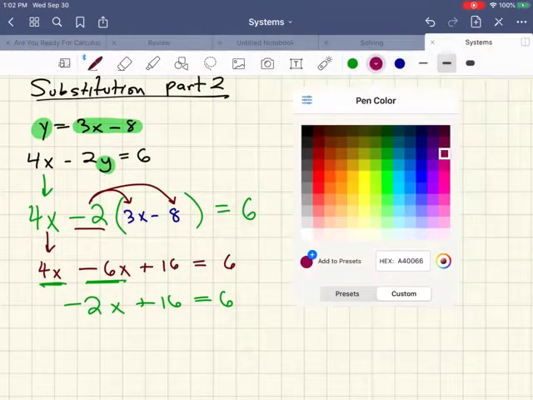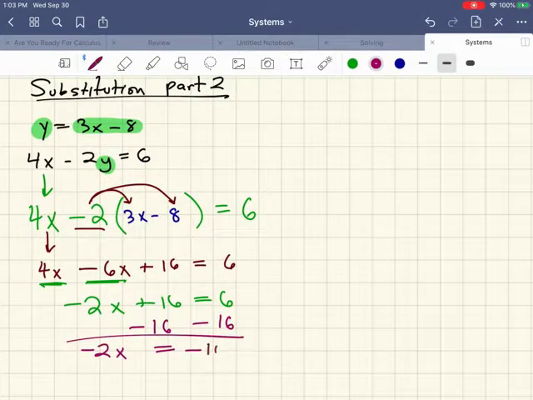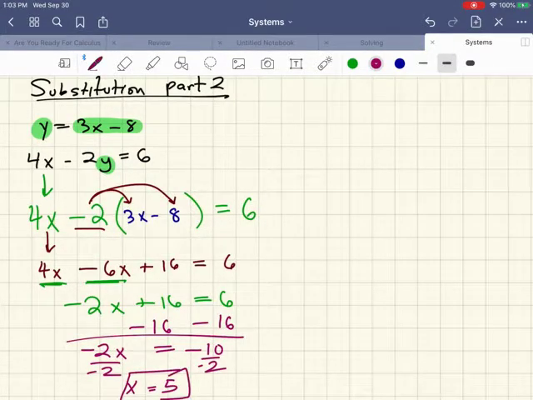I'm going to subtract 16 from both sides. Negative 2x equals 6 minus 16, which is negative 10. Divide by negative 2, and x equals 5. Now, I think x is 5. I could have made a mistake, but I want to be sure.